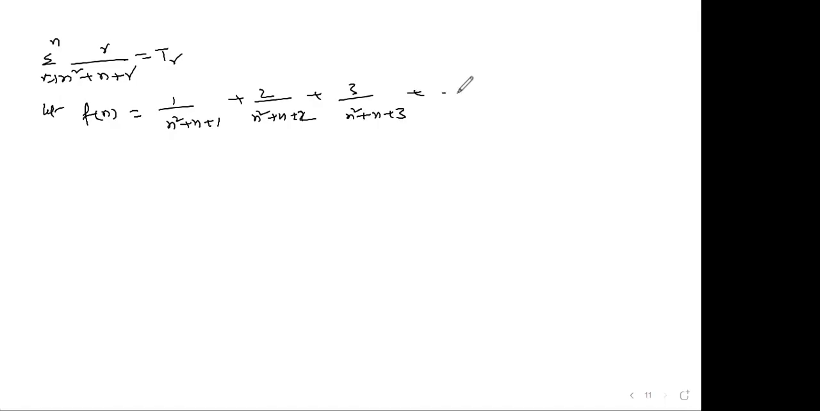What I'm doing here, to solve this one, I'll consider two different functions. One is, let us take f of n. I substitute the values here: 1 by n square plus n plus 1, second one 2 by n square plus n plus 1, 3 by n square plus n plus 1. It will go like this up to n divided by n square plus n plus 1.